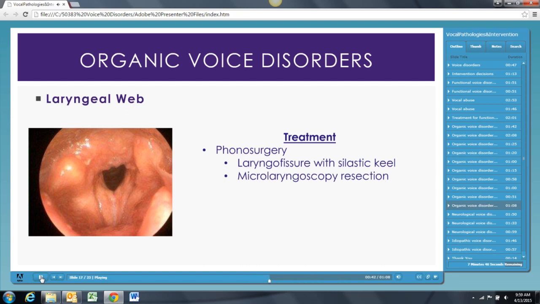Phonosurgical procedures include open laryngeal fissure, where they go in and cut through the larynx itself to split the web, with the placement of a celastic keel or cover to protect the repaired vocal fold edges. Other techniques that involve microlaryngoscopy to resect the web are also used.